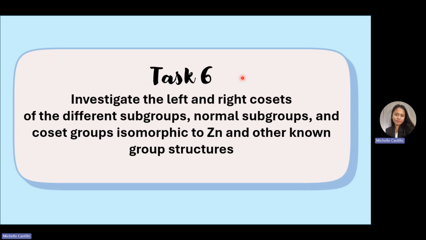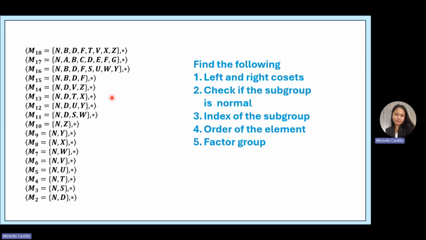For task number 6, let's investigate the left and right cosets of different subgroups, normal subgroups, and the coset groups isomorphic to Z sub n and other known group structures. So these are the proper subgroups, and we will find the left and right cosets, check if the subgroup is normal, the index of the subgroup, order of the elements, and the factor group.